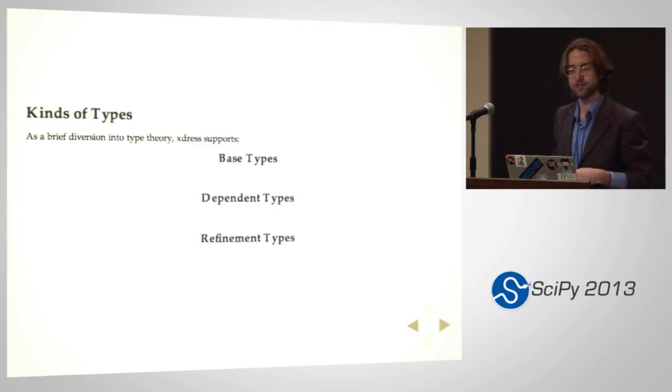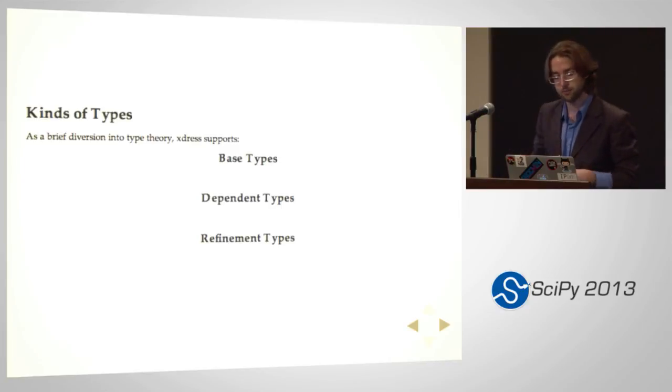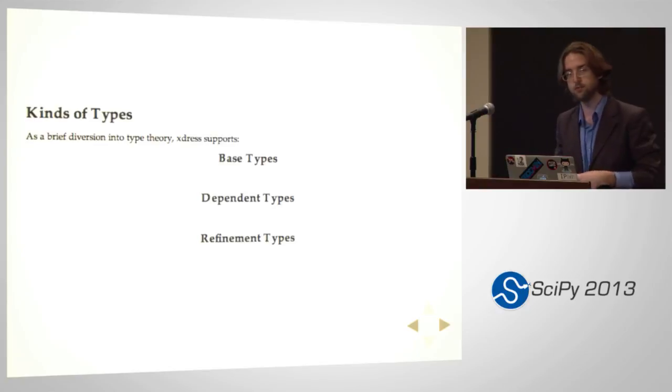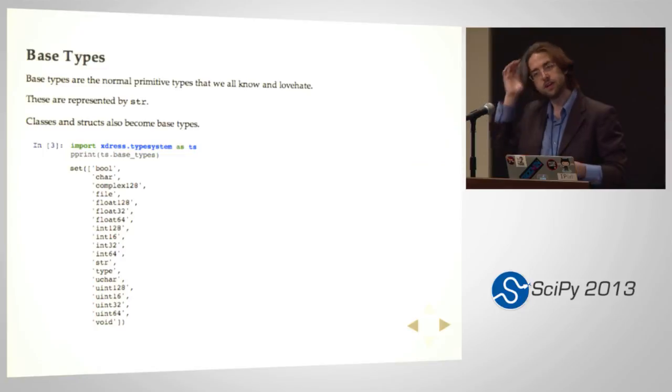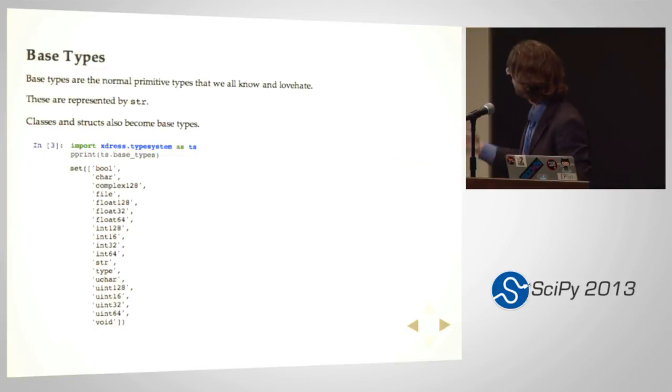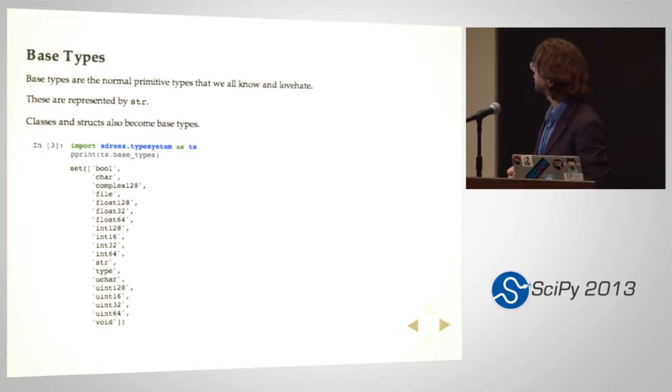Just a brief introduction to what kinds of types we actually support. We support base or primitive types, dependent types, and refinement types. The base types are kind of what you would expect, the things we're used to dealing with a lot in NumPy: bools and characters and static length strings and floats and ints and everything else. It turns out any compound type of these, like structs and classes on the C or C++ level, also fall into this primitive or base type category.